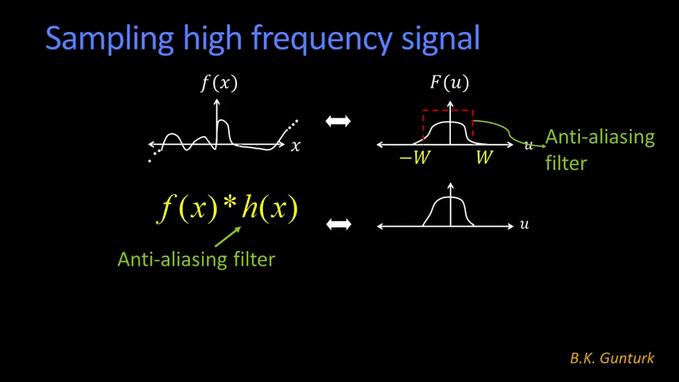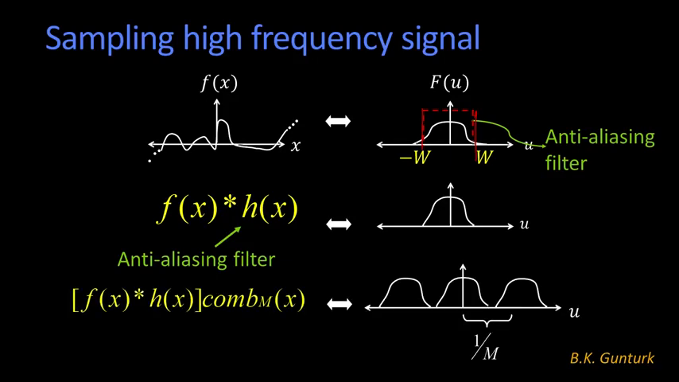And it has the net effect of trimming the high frequencies of the original signal. So that when I do the multiplication by the comb, which is shown here, I'm now convolving that with a comb filter in the frequency domain, but I don't get that overlap. So no aliasing goes on.